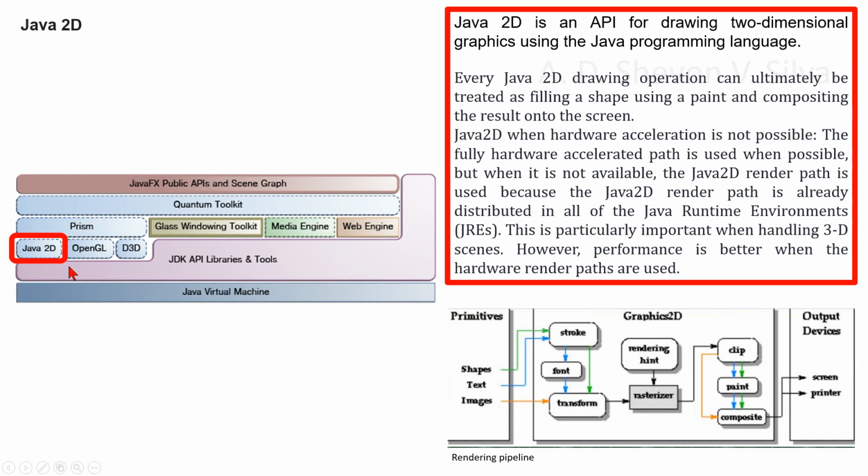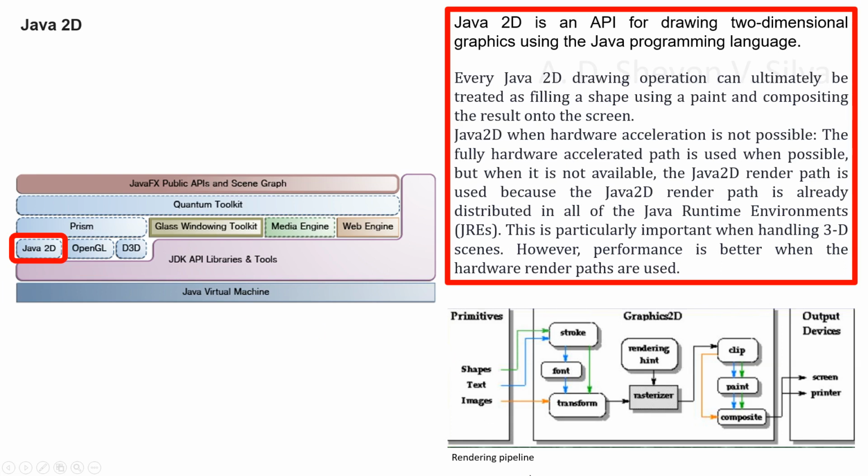Java 2D when hardware acceleration is not possible. The fully hardware accelerated path is used when possible, but when it is not available, the Java 2D render path is used. Because the Java 2D render path is already distributed in all of the Java runtime environments, JREs. This is particularly important when handling 3D scenes. However, performance is better when the hardware render path is used.